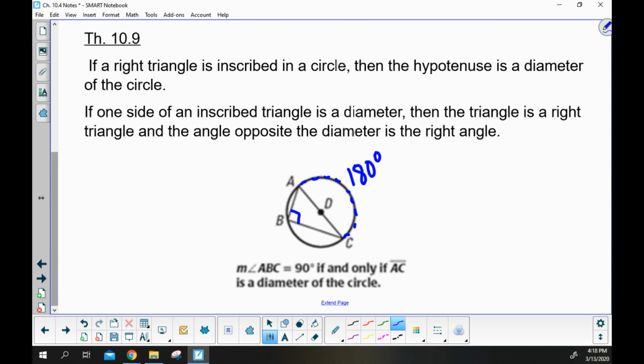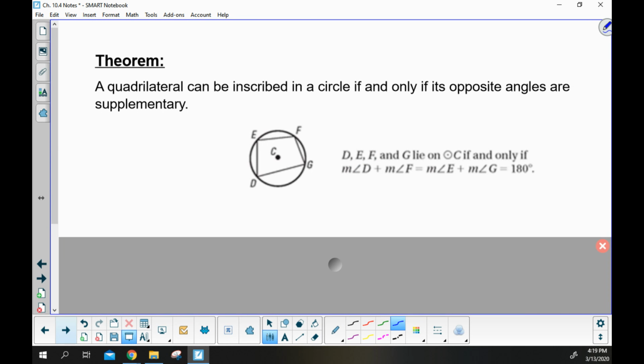Vice versa, if you know AD is the diameter, then you know that the inscribed angle that goes from A to C and touches anywhere between A and C, that B, is going to be a right angle. So it works both forward and backwards. And you see here, the measure of angle ABC equals 90 if and only if AC is the diameter of the circle. You've got to be able to recognize them.